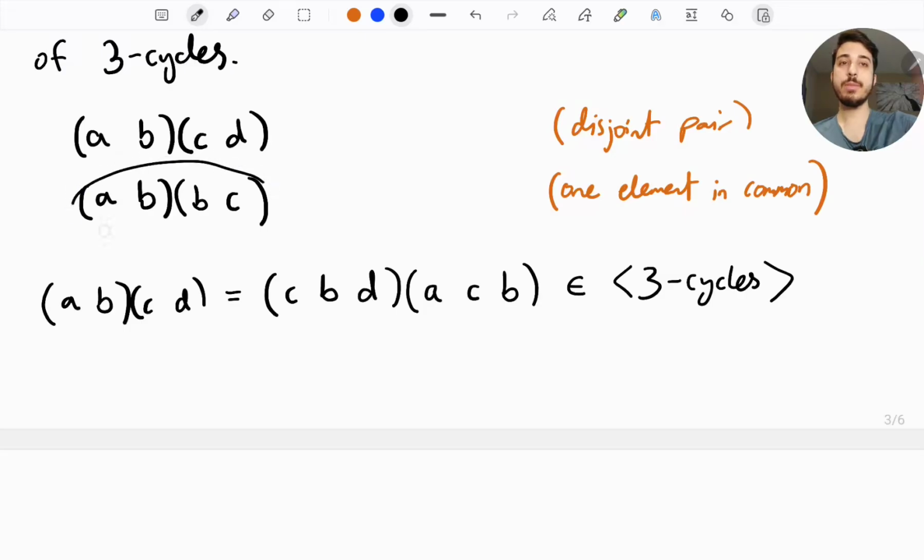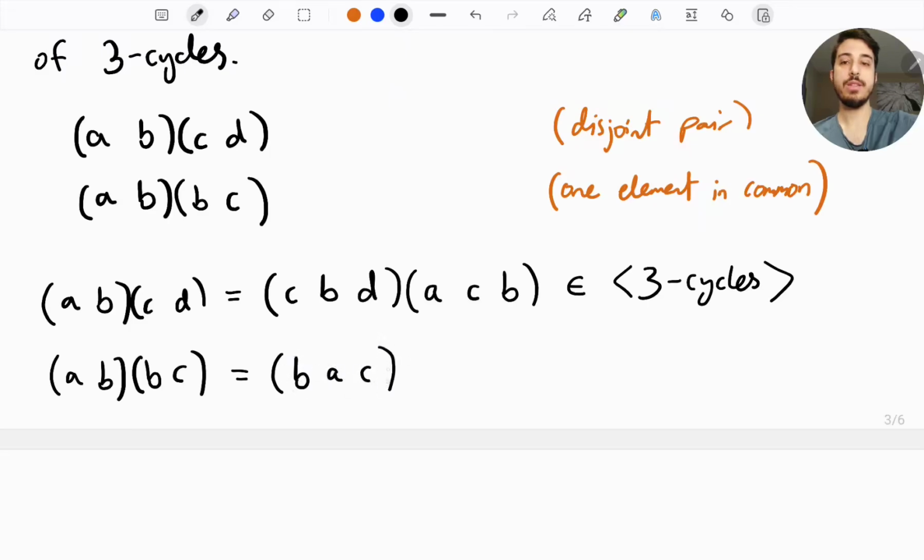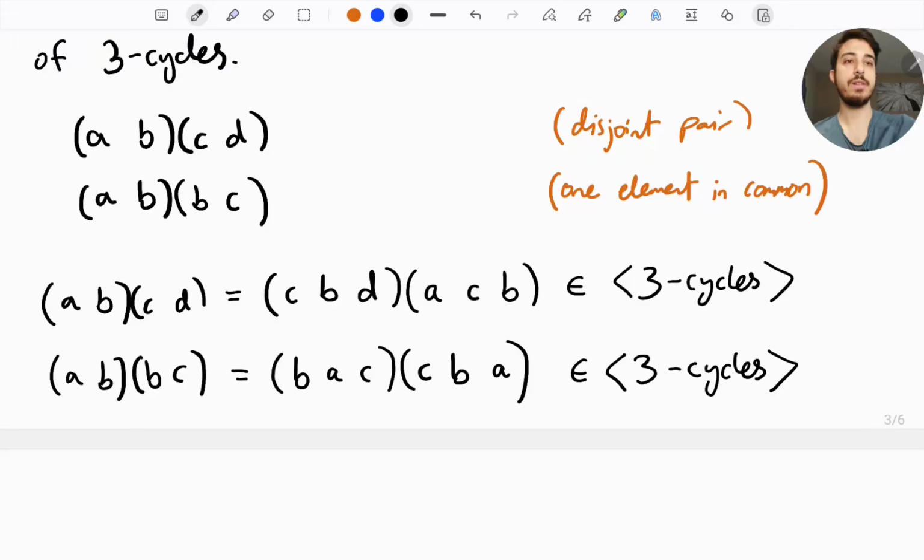And for the other possibility, we have (AB)(BC). This could be written as the product (BAC)(CBA). You can make the same verifications yourself as an exercise, and we can clearly see this is a product of 3 cycles. Therefore, it is in the subgroup generated by all the 3 cycles that there are.